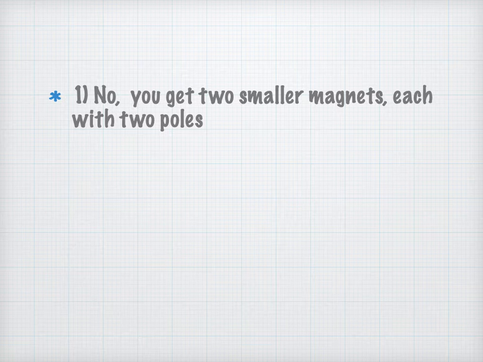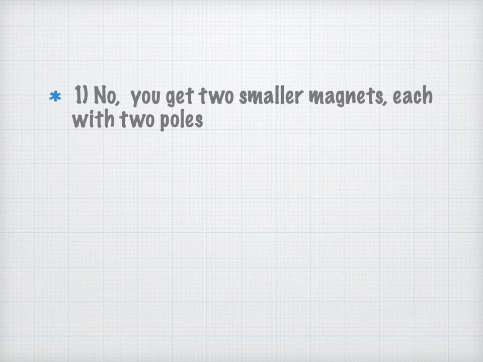The first one was number 1. The question was, can you obtain isolated poles by breaking a long magnet in half? And the answer, of course, is no. What you get instead is 2 smaller magnets, each with 2 poles. So you can't isolate the poles just by breaking it in half, because it just doesn't work that way. We'll talk a little bit more about why that is in a moment.